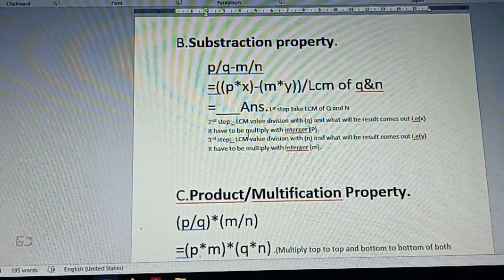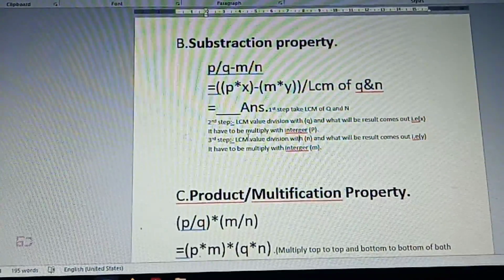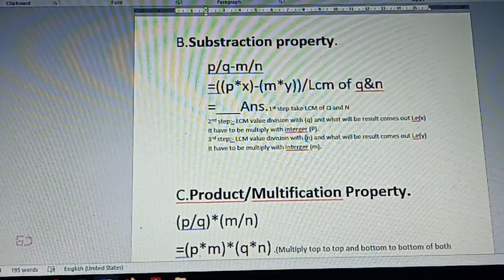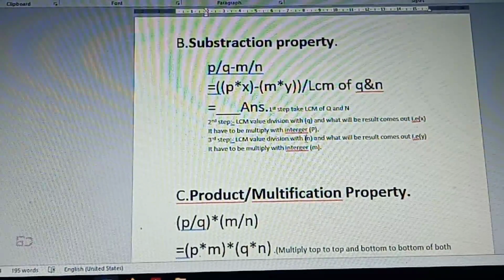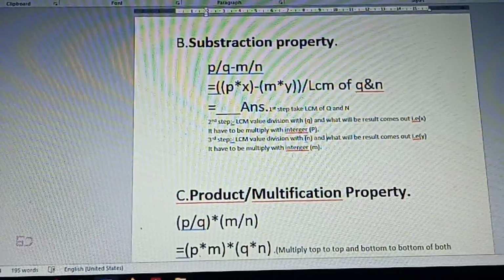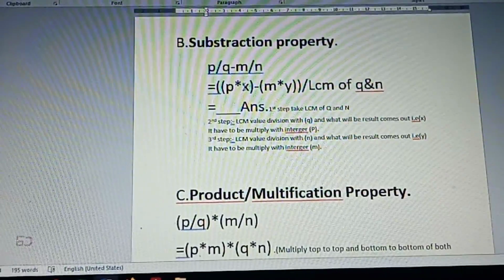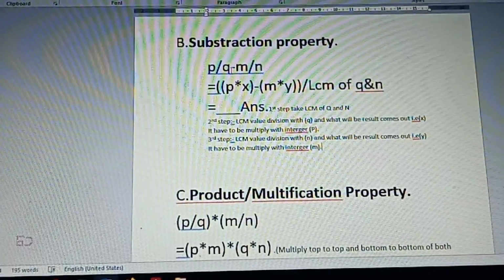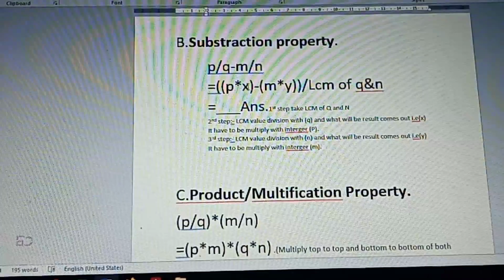Okay, same. Third step, what will be? Divide the LCM value by n, meaning the below integer n of the second rational number. Whatever result comes out, that is y. Then it has to be multiplied with m. You see, after getting the LCM, you divide it by the below integer, and the result that comes out is x.